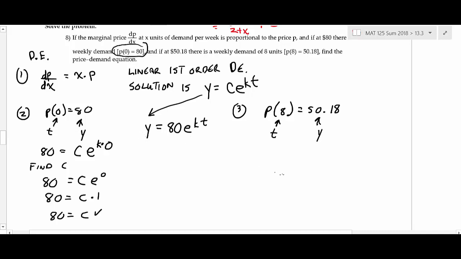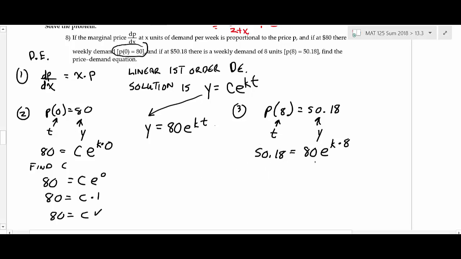So we're going to let y be $50.18. Then we're going to have k, leave that alone, and then t is going to be 8. All right, you guys with me? Well, you got to know when I say proportional, that's a product. And then you have to know that that's what we call a linear first-order differential equation, and its solution is given by the formula y equals c e to the kt. All right, so we got to solve this.